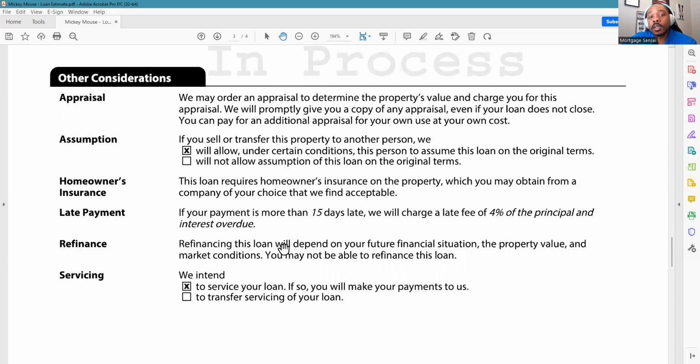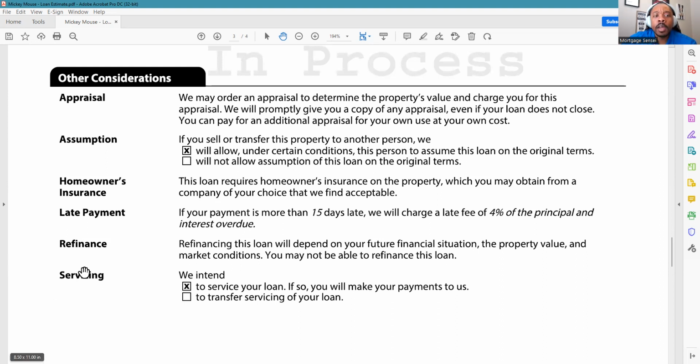Refinance. Refinancing this loan will depend on your future financial situation, the property value, and so on. Now, the lender may have something different, but most lenders are always going to say, if you're going to refinance, you're doing a brand new loan and you need to qualify for that brand new loan. It may be full documentation or alternate or limited documentation, meaning you have to show all your income, or maybe no income, depending on the program. But it's saying that you have to qualify for that loan at that time.